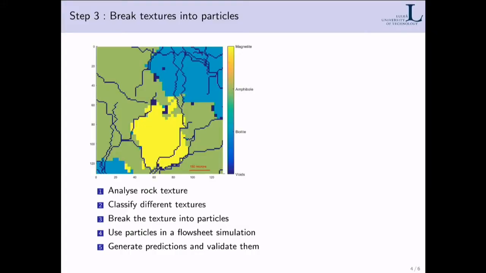Then how to break the texture into different particles and make sure that the results are in line with what we observe in the process, and then use these particles in a flowsheet simulation. So for that, we need to have the right software, the right data flow, and also we need mathematical models that operate at the particle level instead of chemical level or even bulk mineral, that is unsized minerals. And the last step would be to generate predictions and validate them. And that's currently still going on. I reported partially the results in the licentiate.